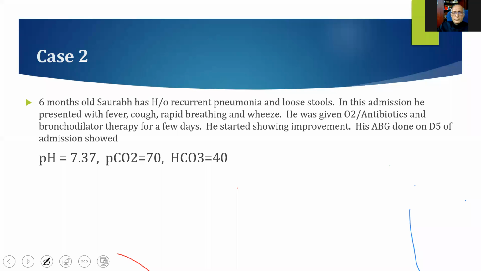Sir, fully compensated respiratory acidosis. Okay. Any other answers? Uncompensated respiratory acidosis. Partially compensated respiratory acidosis. Okay. Anything more? Respiratory acidosis with metabolic alkalosis. So excellent, excellent.